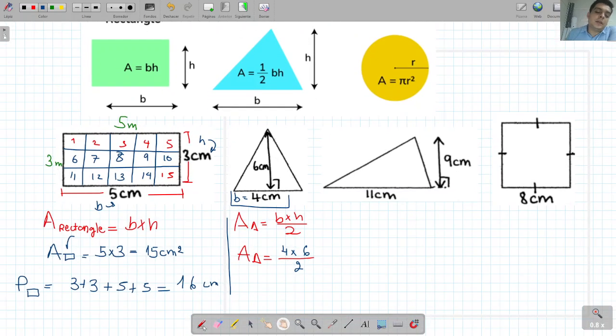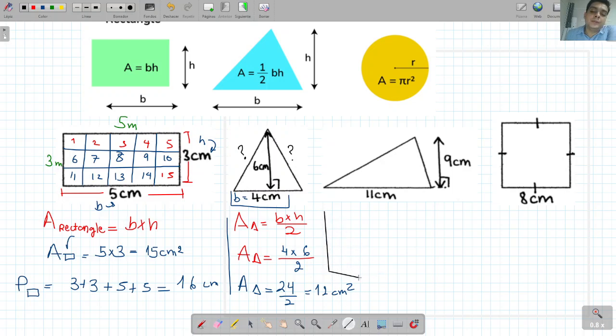4 times 6 is 24. Divided by 2, we got 12. So we got 12 centimeters squared. Now, in this exercise, it's not possible to take the perimeter because we don't know how long the other sides of the triangle are. Therefore, in this situation, we are not going to look for the perimeter. It is not possible.